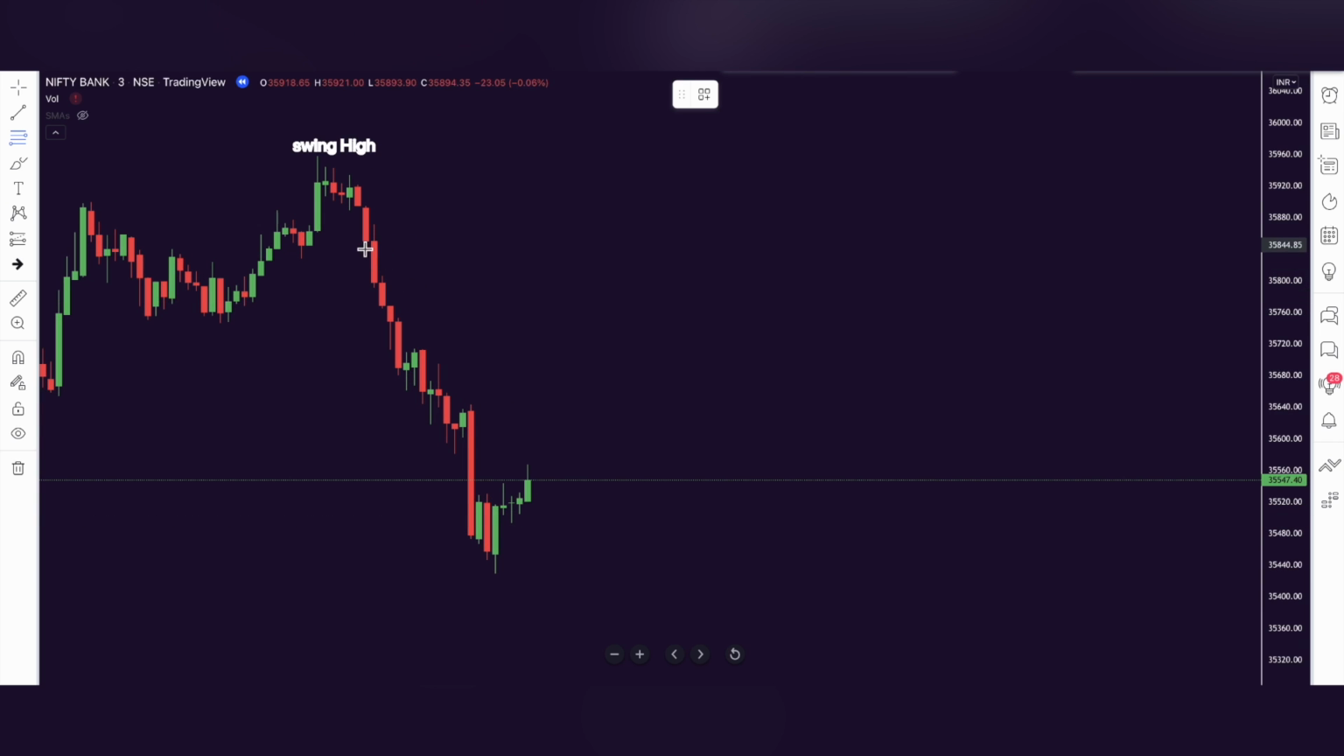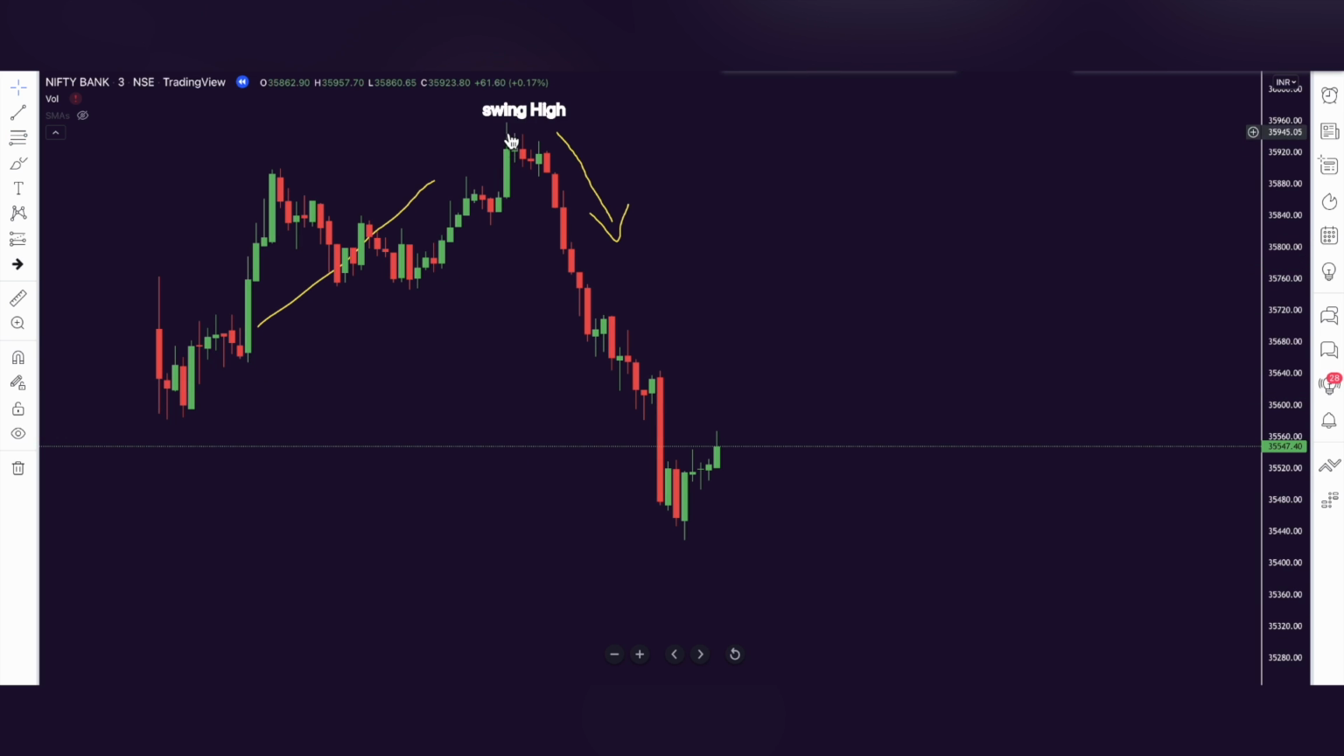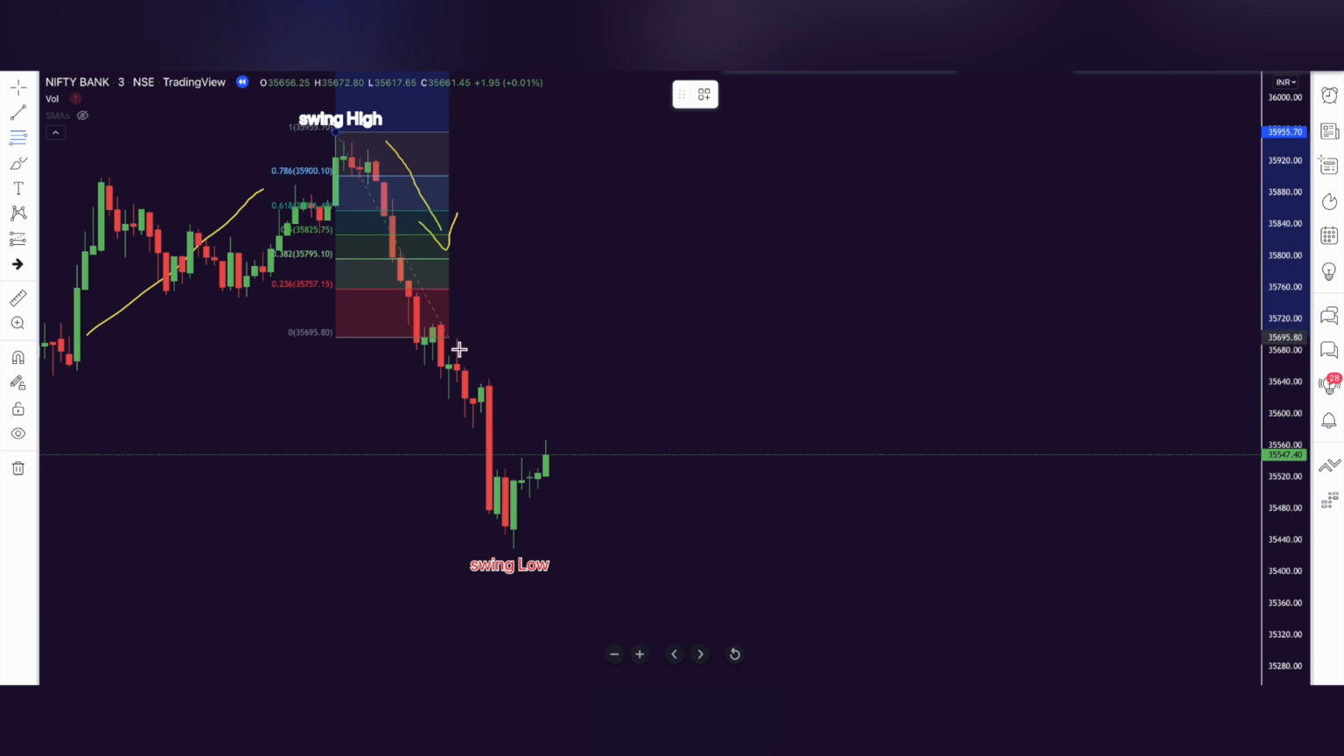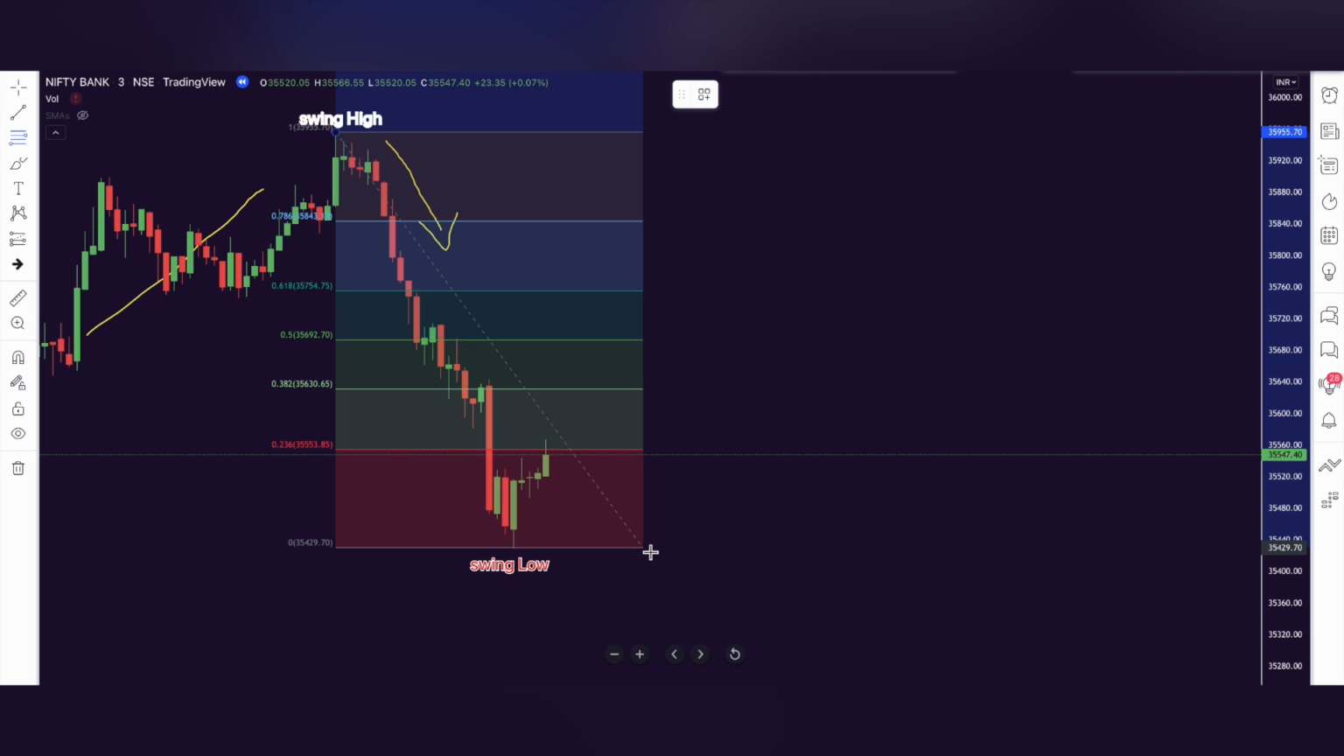Now traders, see here, the market rejected all the important levels and it went down, right? So this uptrend has become a downtrend. Now during a downtrend, how do we use the Fibonacci tool? We use it exactly opposite of how we use it during an uptrend. During an uptrend, from swing low to swing high, we will draw the Fibonacci, right? But during a downtrend, the Fibonacci has to be drawn from above, from swing high to the swing low level.